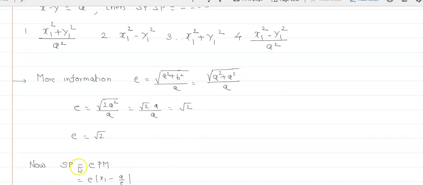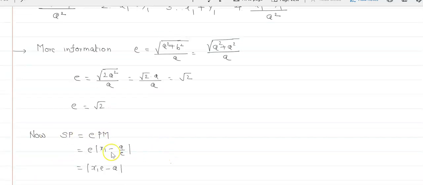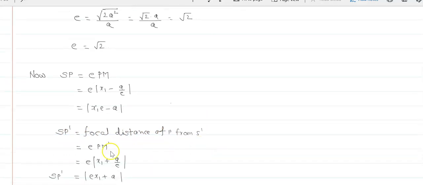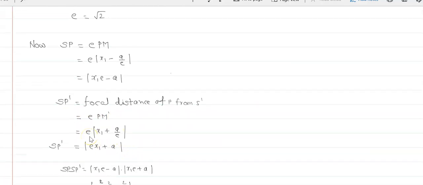Again, the next is SP is equal to e times PM. Therefore, e in bracket x1 minus a upon e. Now simplify this: SP is equal to e x1 minus a. S'P is the focal distance of P from S', that is equal to e into PM', therefore e in bracket x1 plus a upon e. Now simplify this: S'P is equal to e x1 plus a.